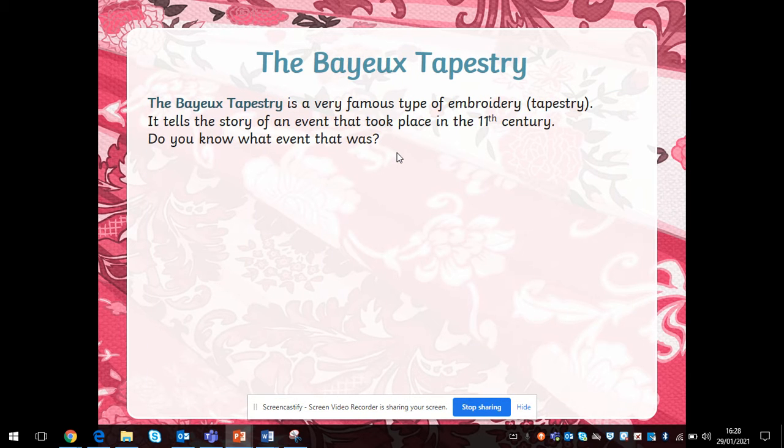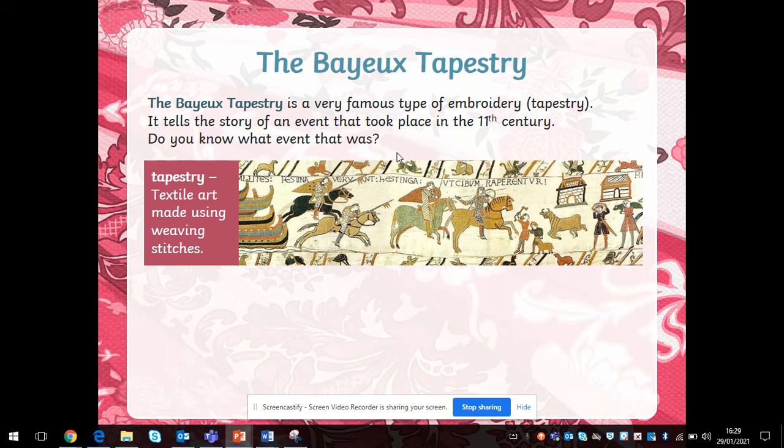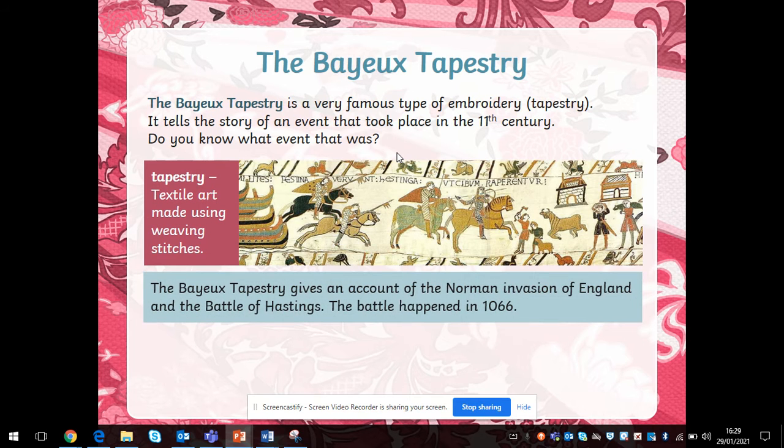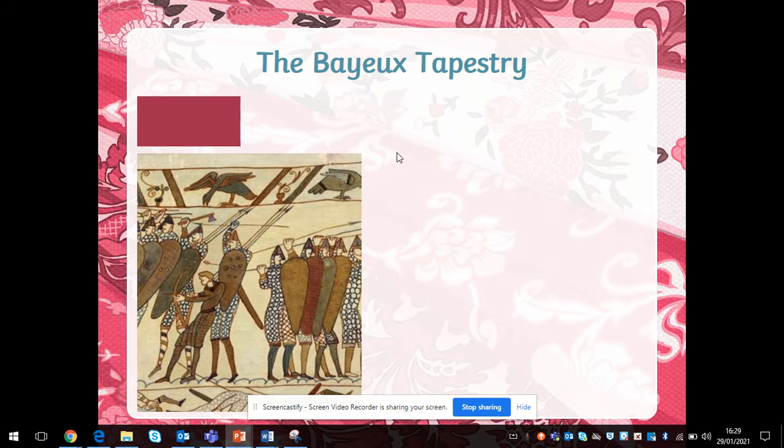There we go. The Bayeux Tapestry is a very famous type of embroidery. It tells the story of an event that took place in the 11th century. Do you know what that event was? So, this is the Bayeux Tapestry. Okay, it shows the time of the Normans, and it includes William the Conqueror. So textile art using woven stitches. The Bayeux Tapestry gives an account of the Norman invasion of England and the Battle of Hastings. The battle happened in 1066.